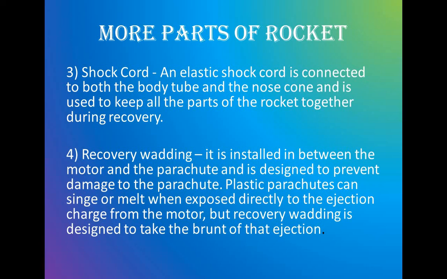Now recovery banding. It is installed between the motor and the parachute. The motor is in the propulsion system, and the banding is designed to prevent damage to the parachute. The plastic parachute can singe or melt when exposed directly to the ejection charge from the motor, but recovery banding is designed to burn for the ejection. So what does recovery banding do? It decreases the heat and pressure so that the parachute doesn't burn and the rocket doesn't fall down.